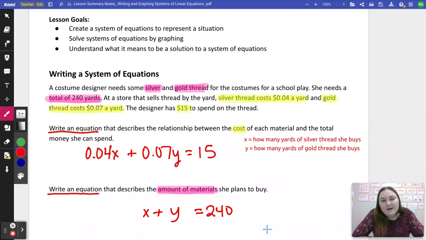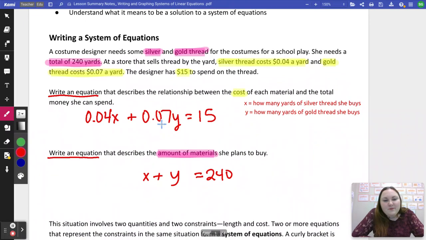Each of those equations is related to one constraint in the situation. Now, that word constraint is something we learned back in the last unit. Constraints, remember, are just the limitations put on the problem or the story. So here there are two limitations. There's a limitation with cost, right? She's got $15 she's going to be using to purchase things. And there's a limitation on how many yards she's getting. She needs 240 yards, so we can't get more or less than that.